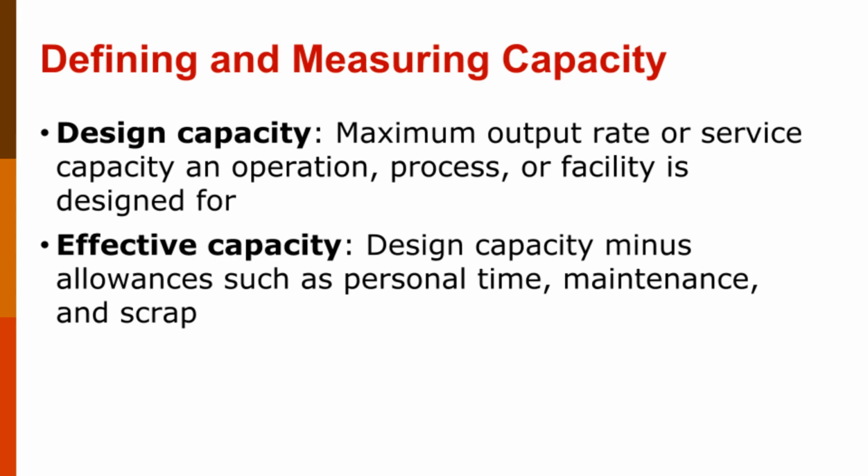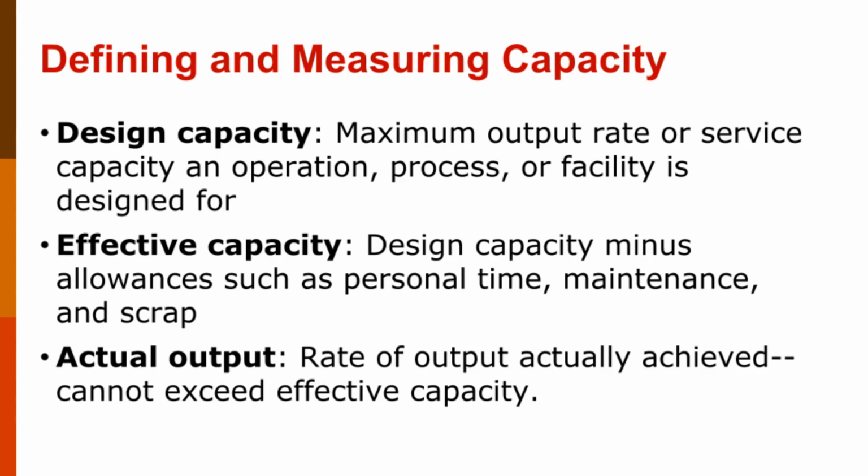Effective capacity will be less than design capacity. The actual output is the rate of output that is physically achieved. This cannot exceed effective capacity but is usually less. The machine mentioned a moment ago might have an actual output of less than 700 if the workers take breaks.